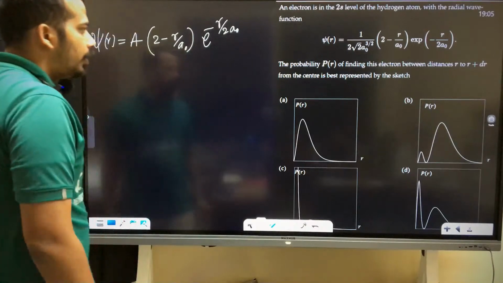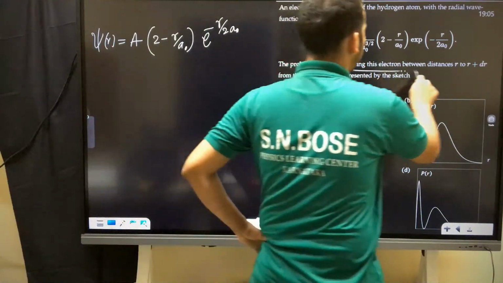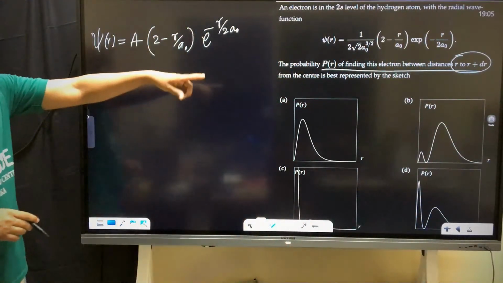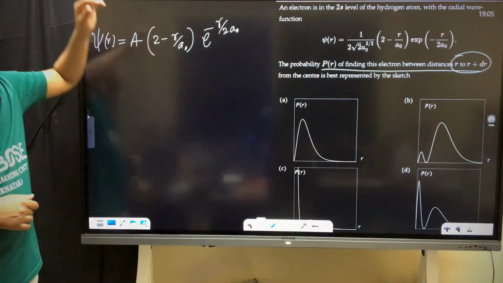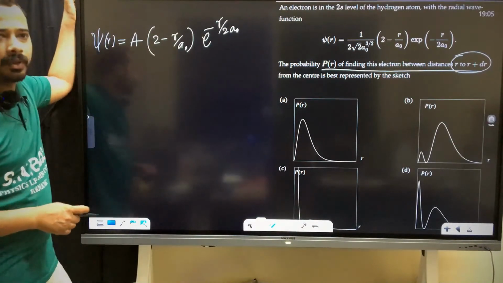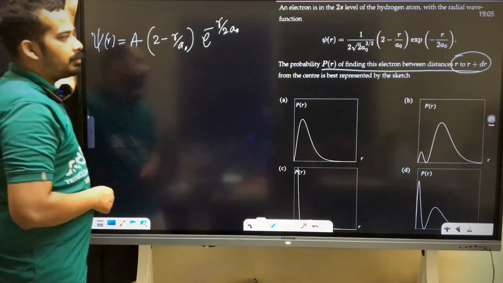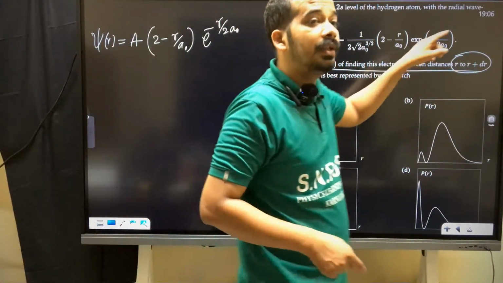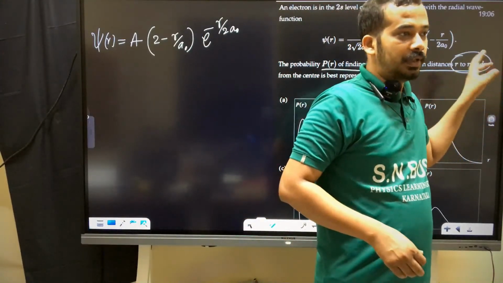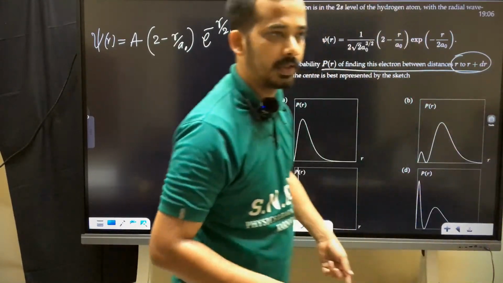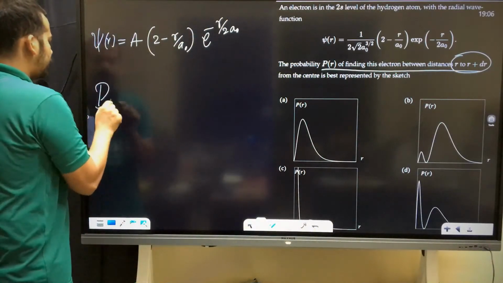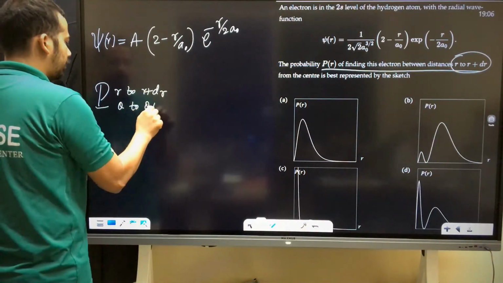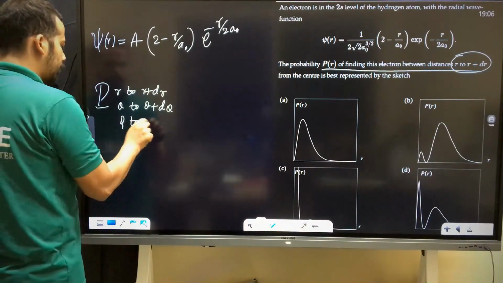The probability P(r) of finding the electron between the distance r to r plus dr. This we have done in Griffiths; he called it the radial probability density or something. The probability of finding the electron between r to r plus dr means irrespective of theta and phi. That word contains irrespective of theta and phi. Now, what is the probability of finding the particle between r to r plus dr, theta to theta plus d theta, phi to phi plus d phi?